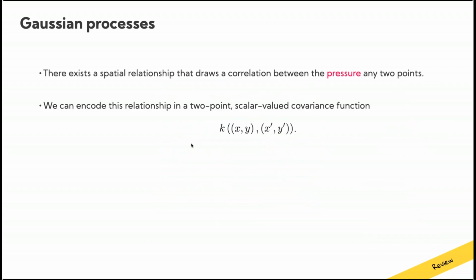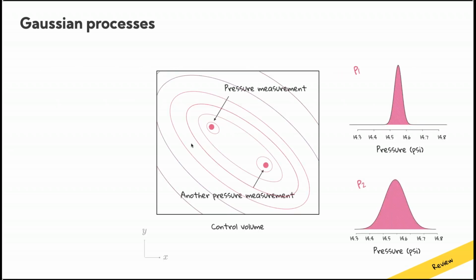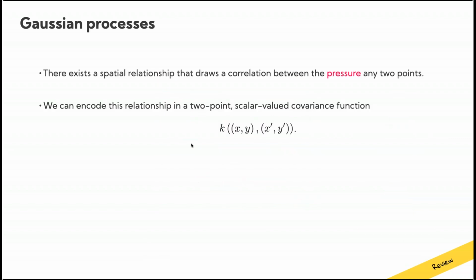Okay, so what I can say is that there exists some function, right? So there's some relationship between the pressure at these 2 points, and I'm going to try to express that relationship between these 2 points using what I call a 2-point scalar valued covariance function. Now, what this effectively means is that if you give k the coordinates of these 2 points, namely the locations of P1 and P2, you effectively get a scalar value that comes out. And that scalar value can be used to represent the relationship between 2 points in space with respect to the pressure.